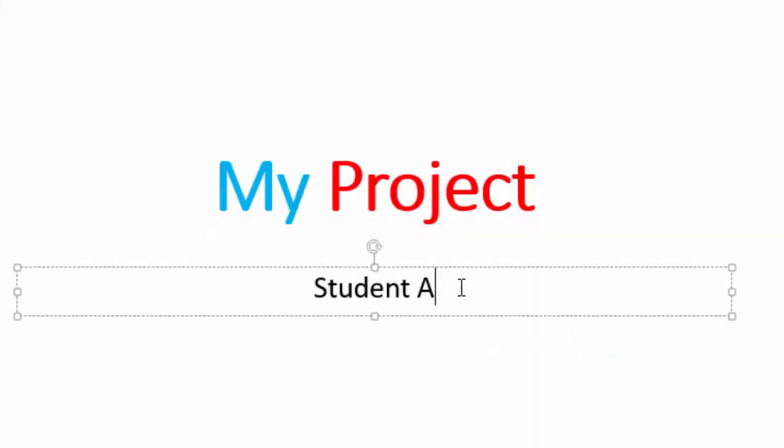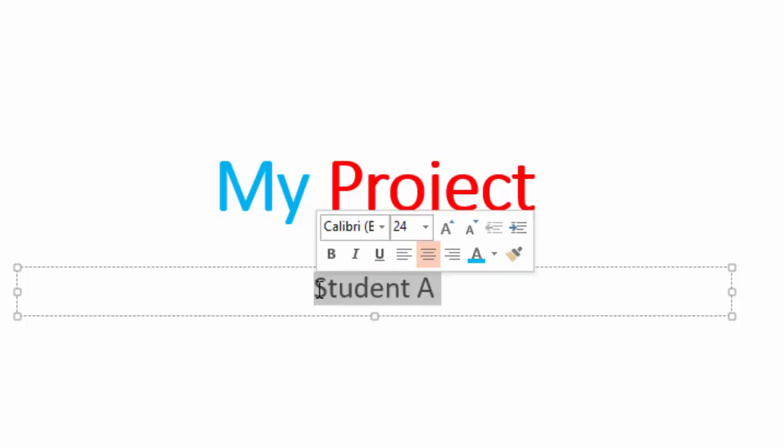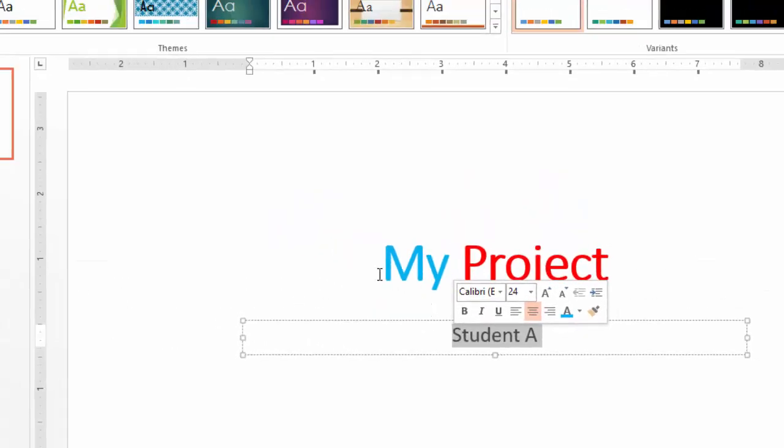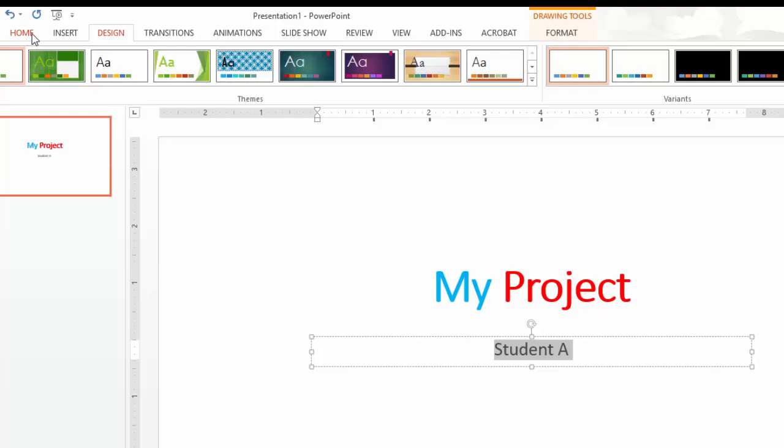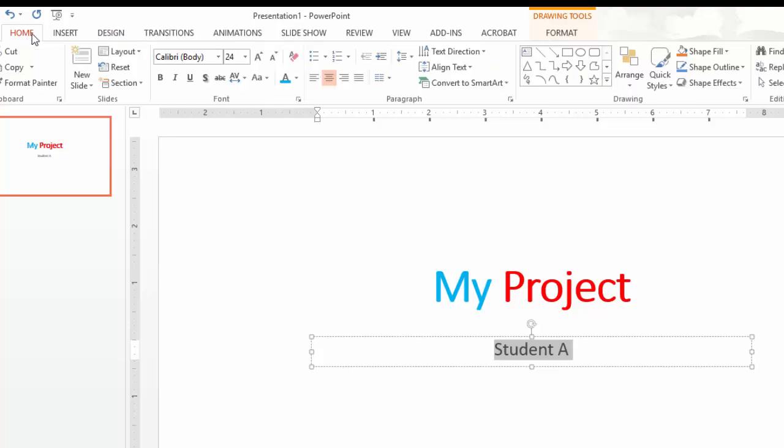And then if I want to make modifications for student A, if I don't want to use the mini toolbar, I can go up to the Home tab and I can make the changes there, which is of course very similar to Microsoft Word.